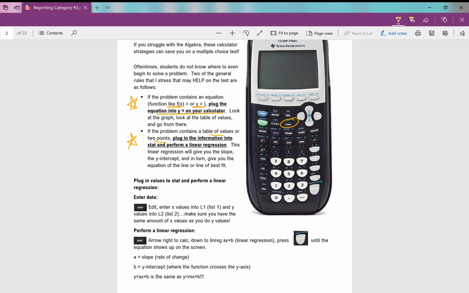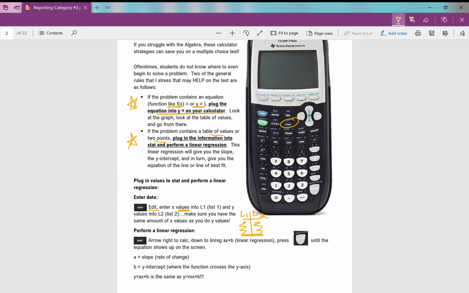I click on stat and then edit, which means it's just enter. So stat edit is just stat enter. You enter your x values into L1, that's list 1, and it'll look like this. L1, L2. Enter your x values here and then your y values here. So you always want to make sure that you have the same number of x values that you do y values. If you don't, it'll say error.